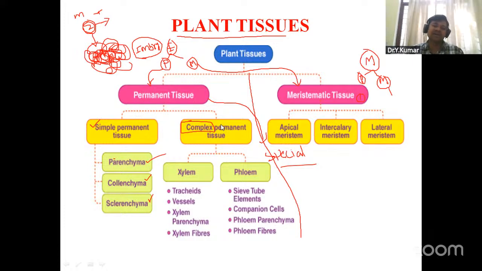And specialized tissues tend to be special. They are present in some families but not all. One of the best examples is latex production. The production of latex, the milky substance exuded out, is done by specialized tissue. It is not present in all plants. Only in limited plants are the specialized tissues present.